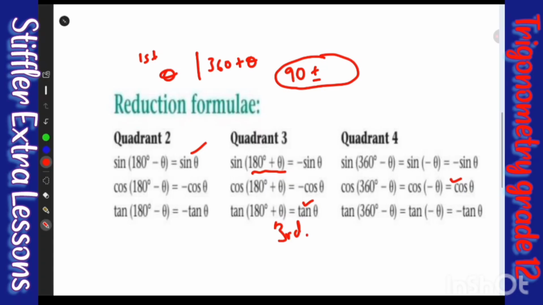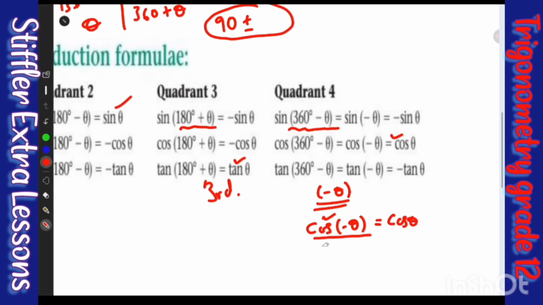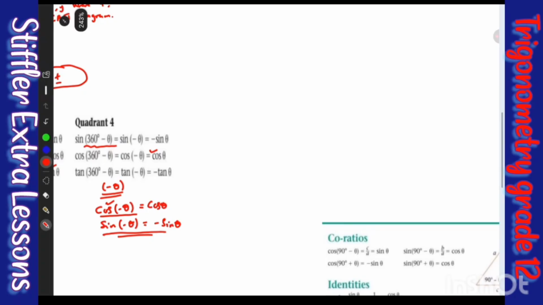However, in the fourth quadrant, we also have another reduction formula, besides 360 minus theta: we also have negative theta. So if you have cos of negative theta, we know that this angle falls in the fourth quadrant, and in the fourth quadrant cos is positive, so this gives us cos of theta. However, if you have sine or tan of a negative angle, this falls in the fourth quadrant and gives us negative sine of theta. I hope that made sense. You must also remember this.